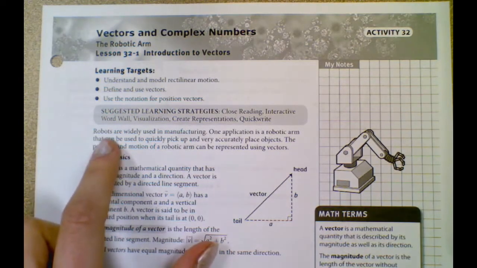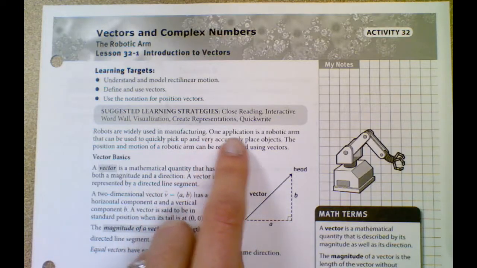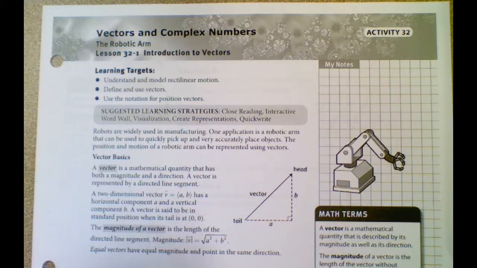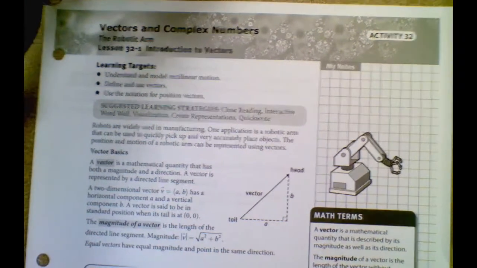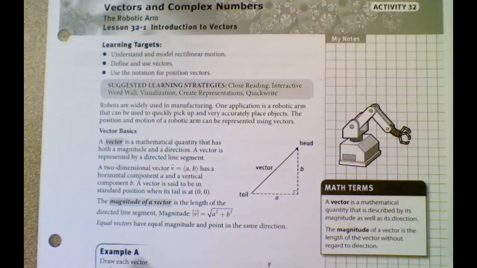First off, I want to point out that robots are widely used in manufacturing. One application is a robotic arm that can be used to quickly pick up and very accurately place objects. The position and motion of a robotic arm can be represented using vectors. So this is the real-world application of how vectors are used. There's a little robotic arm over there.